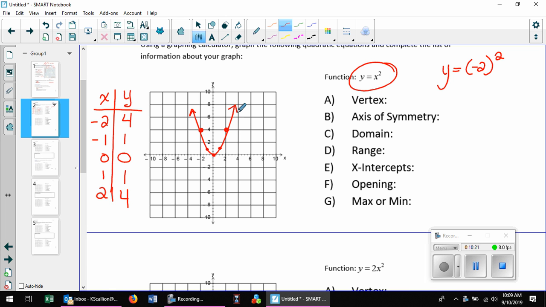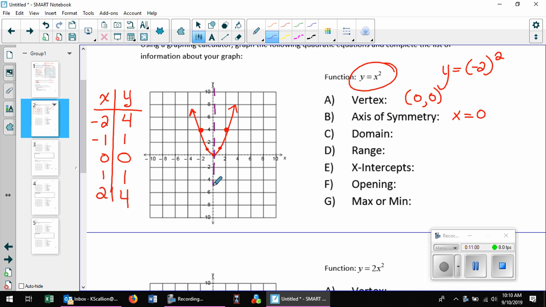Okay, what's my vertex? What's my turning point on this graph? 0, 0. Remember, the vertex is always given as a coordinate pair: 0, 0. Okay, axis of symmetry, I want you to give it to me as an equation. x equals 0, because it is the x coordinate of the vertex. The x coordinate of the vertex is 0. And if I drew a line right down x equals 0, that's going to be the axis.